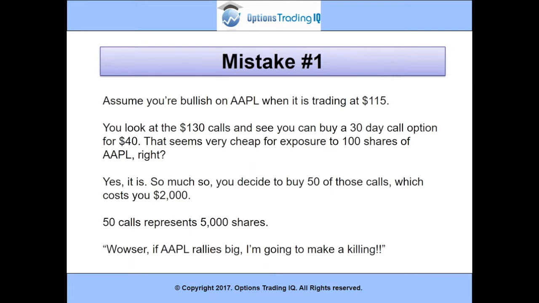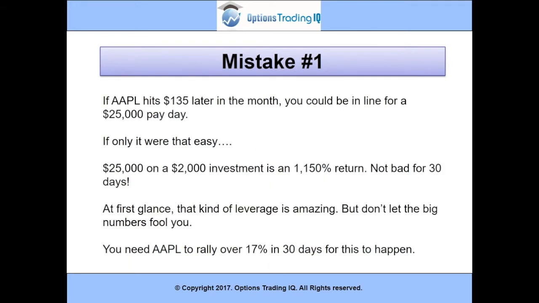calls. It costs you a total of $2,000. So 50 calls is going to represent exposure to 5,000 shares of Apple, which is huge. And I've got there, wowza, if Apple rallies big, I'm going to make a killing. Okay, so that's what you might think, buying these out of the money calls. If Apple hits $135 later in the month, you could be in line for a $25,000 payday.